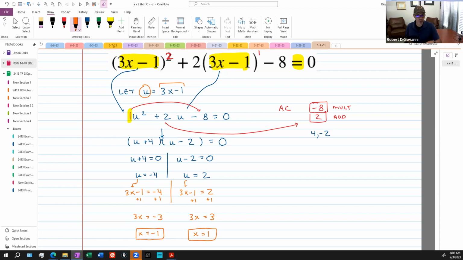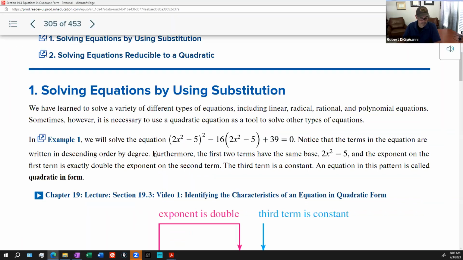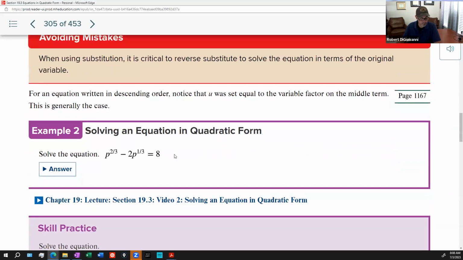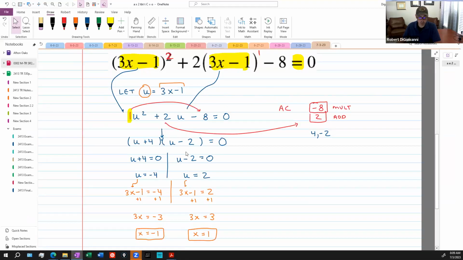We did a problem like that in class last time, and I had you do one, and then I had you do a couple of those for homework. So that should not be brand new to you. Let's look at a new problem though, something that's going to be different than this. So let's look at this one here. Were there any questions on this? Okay.